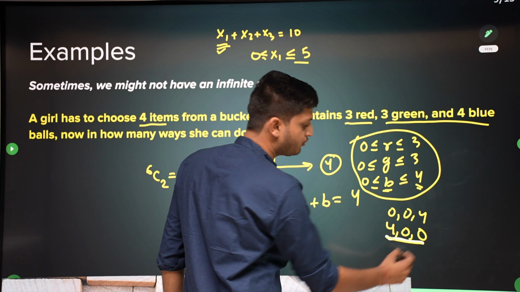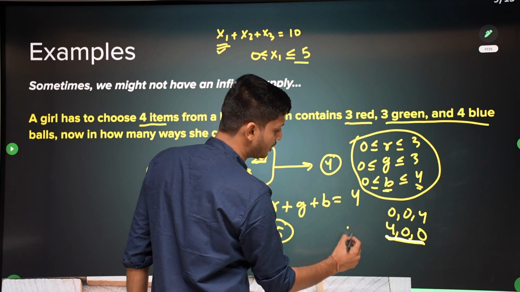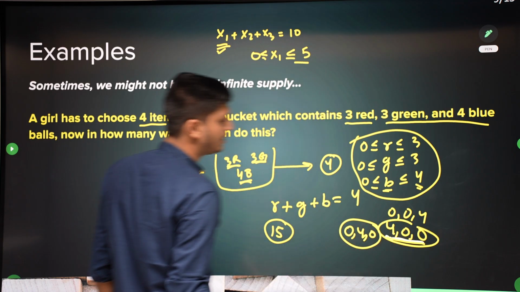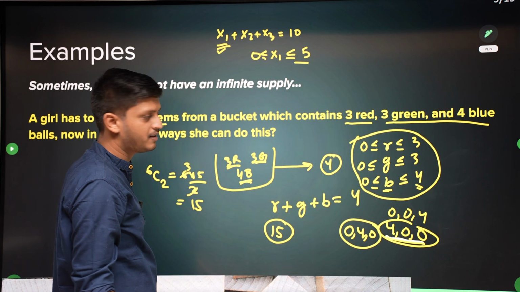What are those? The ones in which we are taking all 4 red balls, and the ones in which we are taking all 4 green balls. These 2 solutions are not allowed. Otherwise everything is allowed, if you see the conditions.